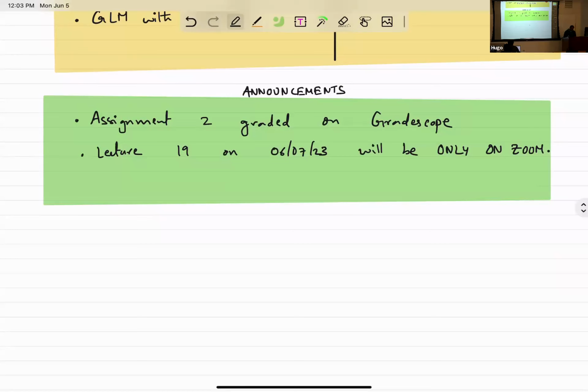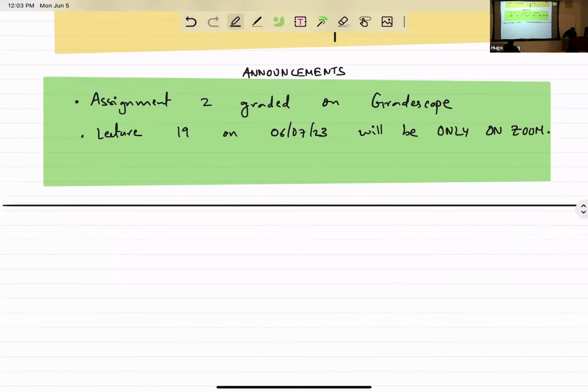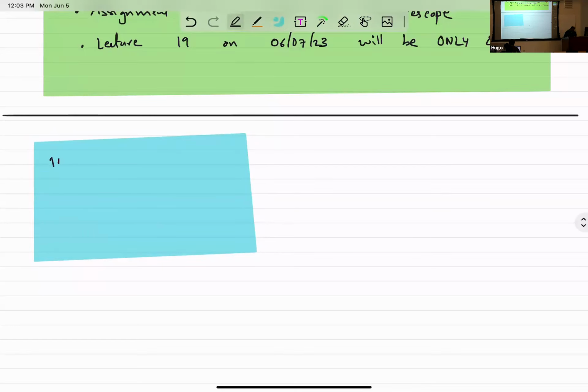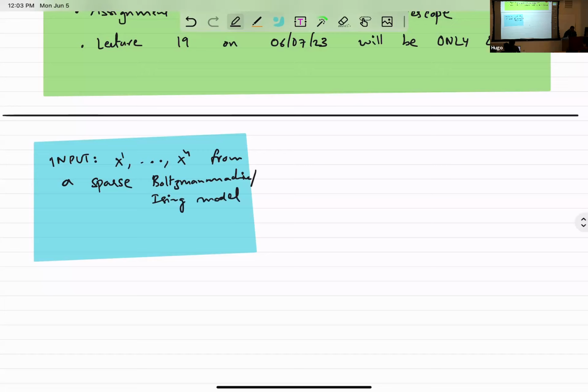All right, so where were we from last week? Okay, so let me just write down what I said just now. Our original problem was: given input x1 to xn from a sparse Boltzmann machine or Ising model, our output goal was to learn the underlying graph.